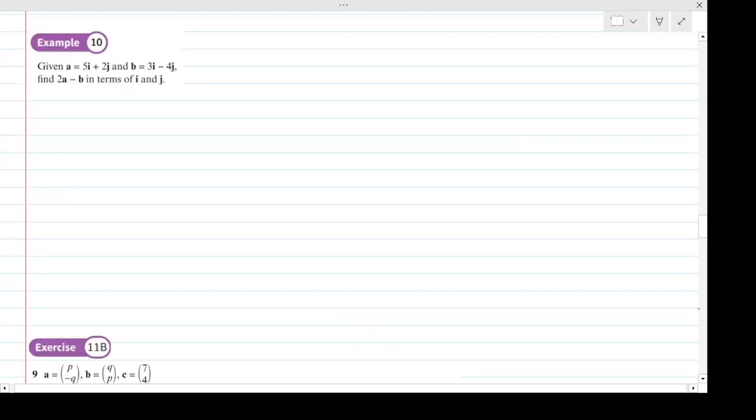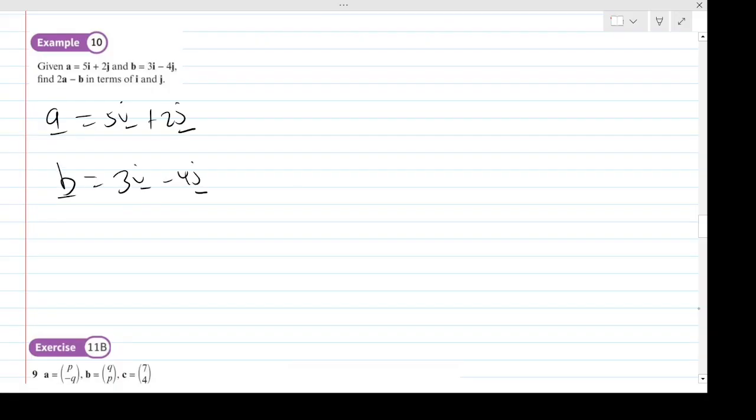Right, okay, last example before we look at some exercises. We have the vector A, again, which is 5i and 2j, and the vector B, which is 3i minus 4j. We need to find the vector 2A minus B in terms of i and j. So that's telling me what form my answer needs to be in. We'll talk about that at the end. But first, we need to compute this, right? 2A minus B. So that's going to be 2 lots of A, the vector A, which is 5i.